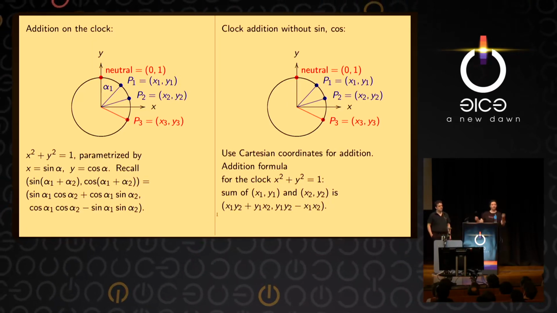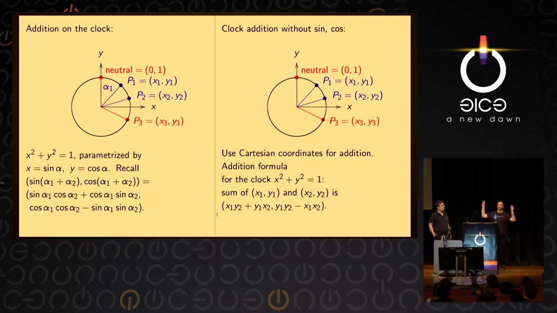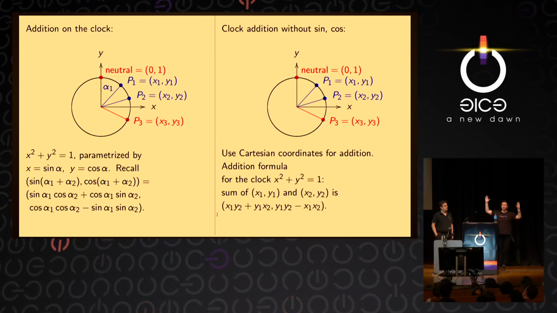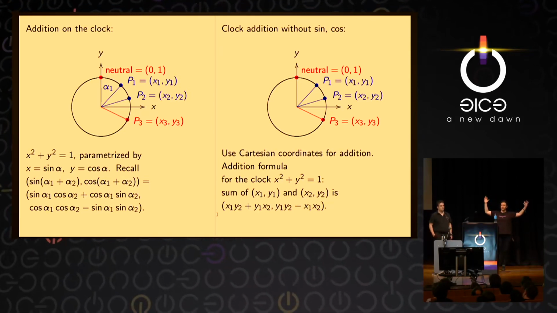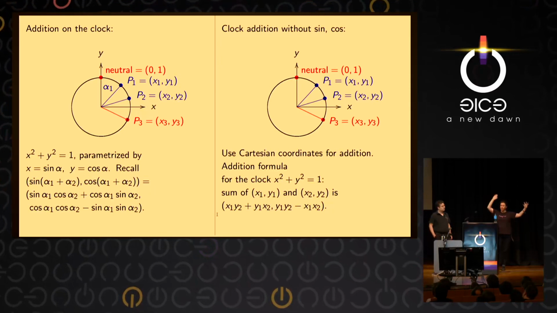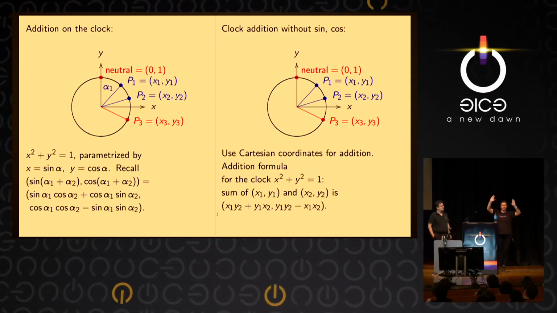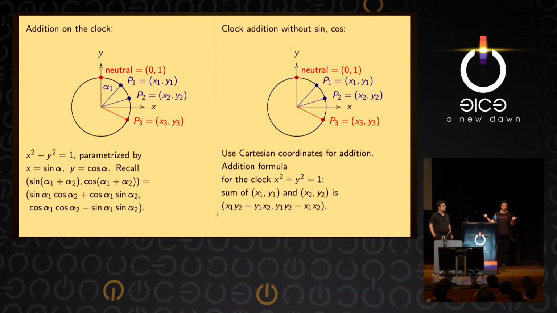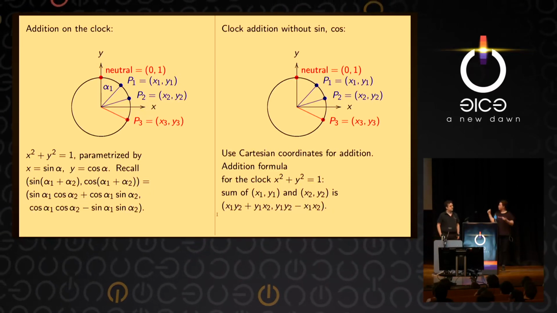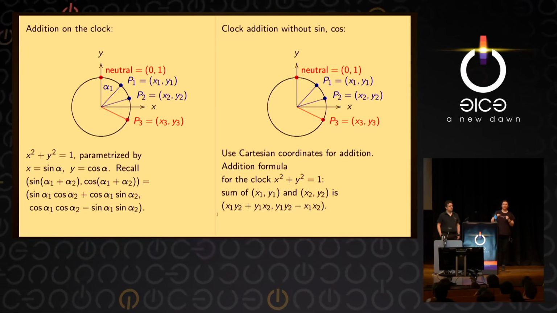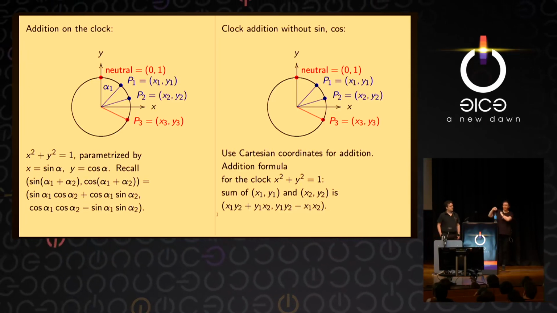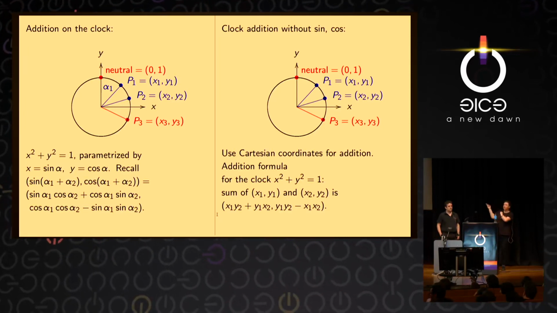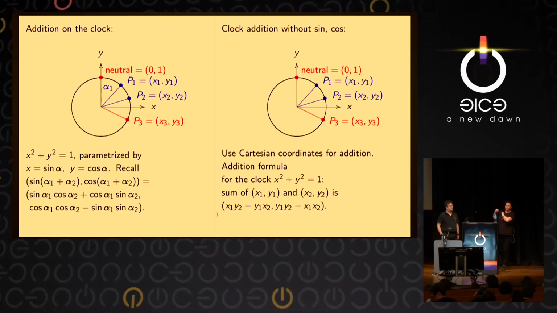So addition on the clock: if somebody gives you 2 points, x1, y1, x2, y2, then all you're going to do is take the x coordinate of the first point and the y coordinate of the second point, multiply those, take the y coordinate of the first point and the x coordinate of the second point, multiply those, and then add those together. That gives you the new x coordinate. Why? Well, we went through the pain once, and now we can just forget about where it came from. And then we do the same thing with the y coordinate, which is the product of the y coordinates minus the product of the x coordinates.